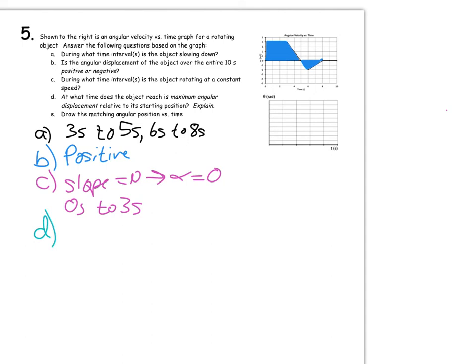D asks when the object reaches its maximum angular displacement relative to its starting position. So we can see here, and we have the areas filled in, that it has a positive angular displacement from 0 seconds all the way to 5. It then turns around, changes direction, and undergoes some negative angular displacement, but not enough to go back to 0 or even go back past 0 and go a greater distance than the negative. So that means that at this point here, when it turns around and starts heading back to where it started, just like a regular position versus time graph, it's going to reach its maximum angular displacement. So it's going to be at 5 seconds.